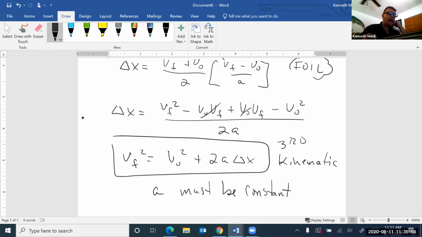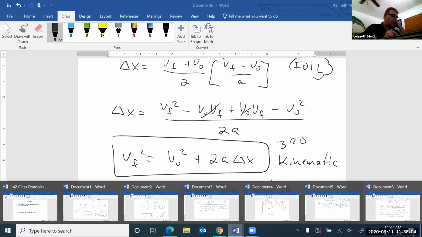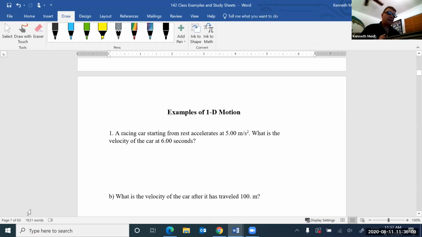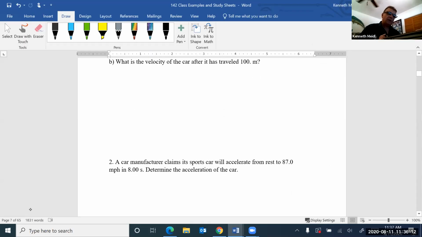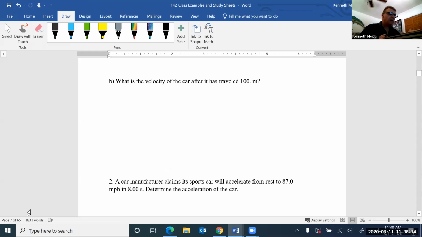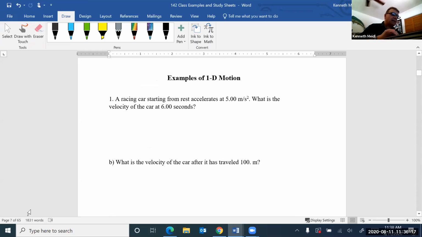Now, in your package of stuff, you should have a number of examples. So let me see if I can pull this up. Maybe on page 7, we've got something that says examples of 1D, one-dimensional motion. So these objects are just moving in a line. We can allow them to stop and turn around, but it's just linear motion for right now. Eventually, in the next chapter, we'll allow the motion to get more complicated.